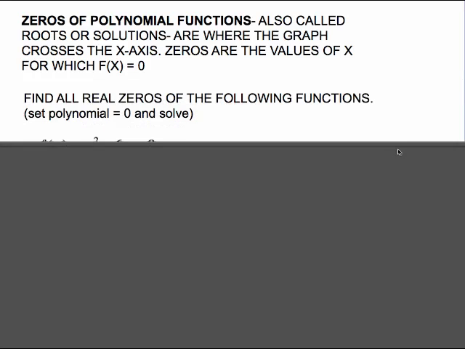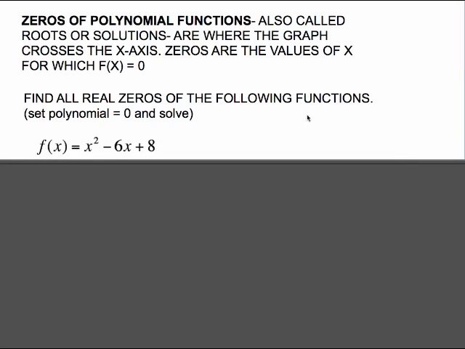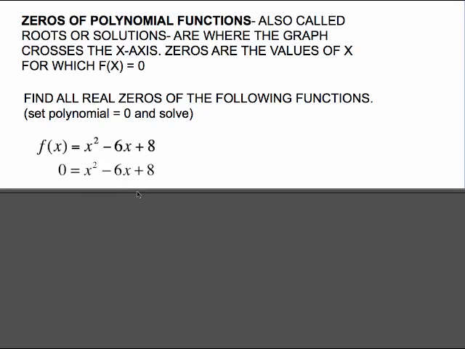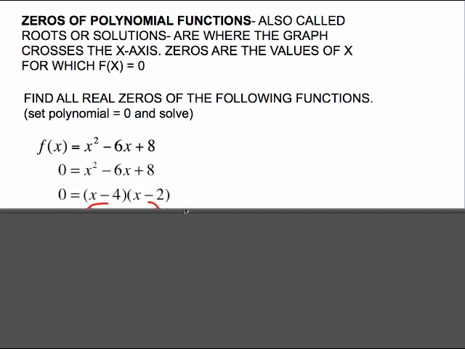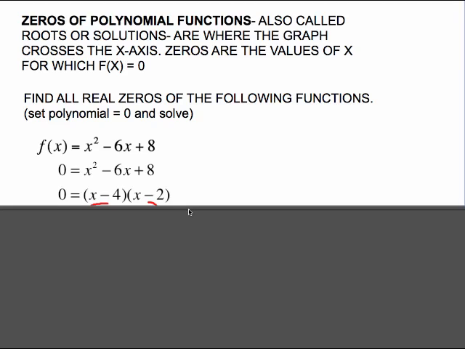Sounds confusing, but it's not. All we have to do is set the polynomial equal to 0 and solve, because it says the zeros are the values of x for which the function equals 0. So we're going to take this original function and set it equal to 0 and solve. And if you're going to solve something like this, most probably you're going to use factoring. And this factors as x minus 4 times x minus 2 equals 0.